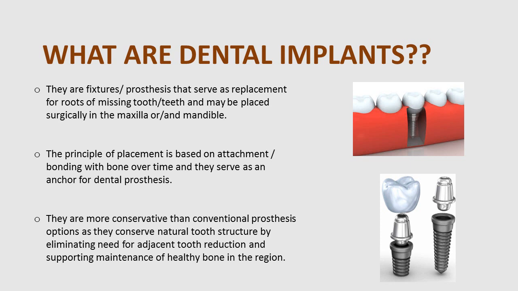They are more conservative than the conventional prosthesis option, as they conserve the natural tooth structure by eliminating the need for adjacent tooth reduction, which we carry out when we are doing our conventional prosthetic work. For example, in crown and bridge, we have to carry out tooth reduction or tooth cutting of the adjacent tooth. Along with that, they support and maintain the healthy bone in the region by preventing bone loss and resorption.